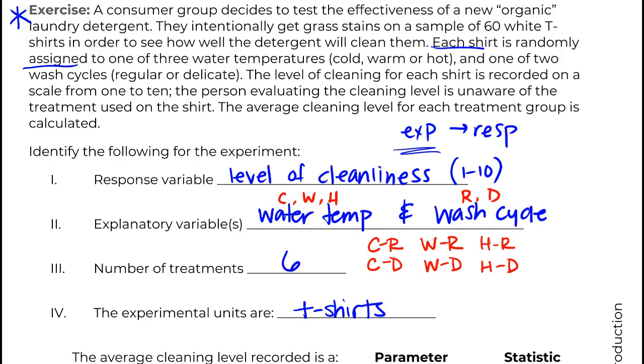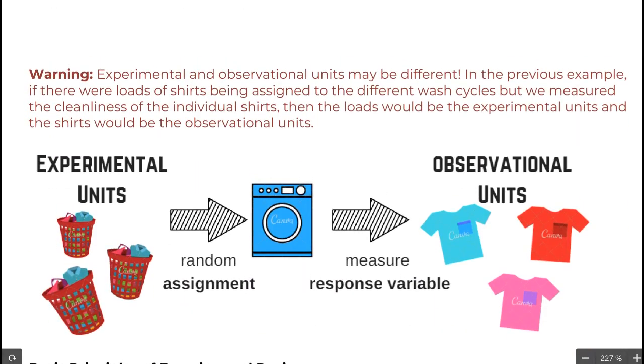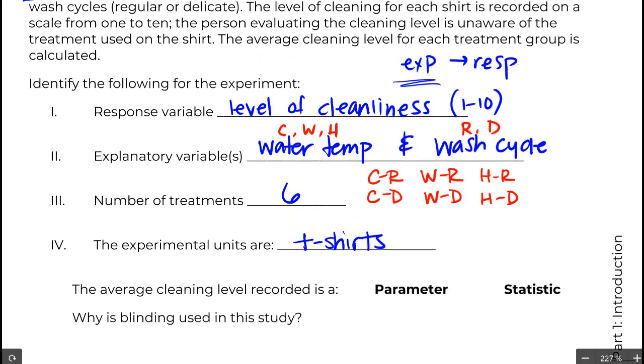Now, there is no guarantee that the shirts themselves are the actual experimental units versus the observational units. So I'm going to take a moment and scroll on down to a cute little picture I made. It is possible that we could have had the shirts divided into loads, and the loads would have been randomly assigned. And then what we actually observed were the t-shirts themselves. So it is possible that the experimental units and observational units do not line up. However, we were using the shirts as both the observational and the experimental units in this previous question.